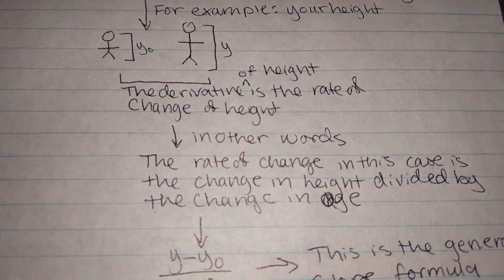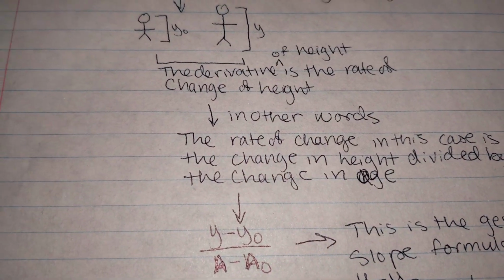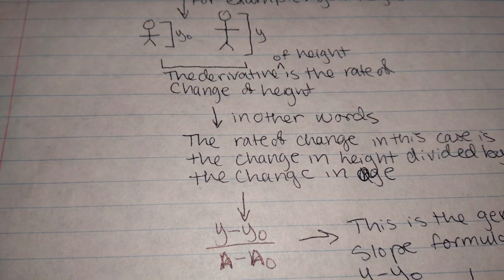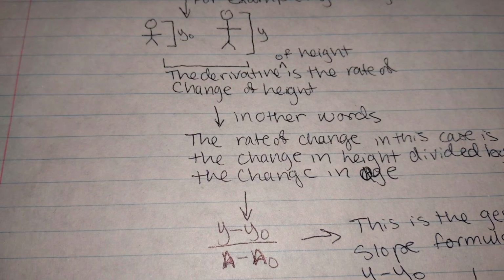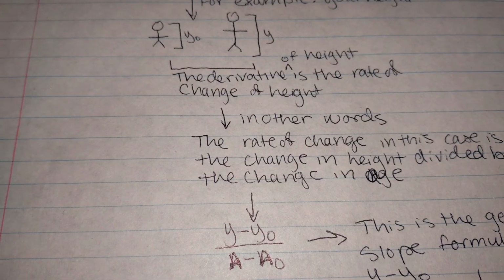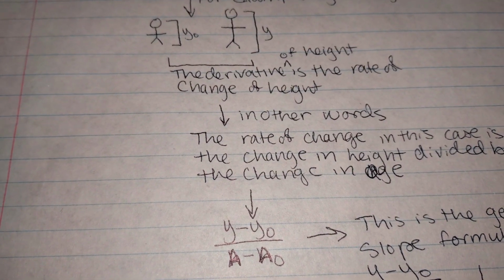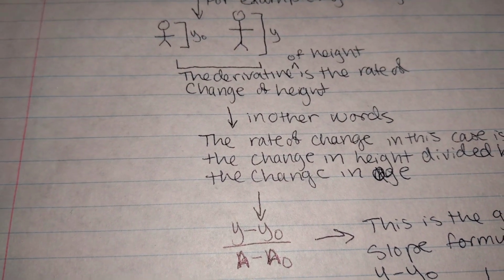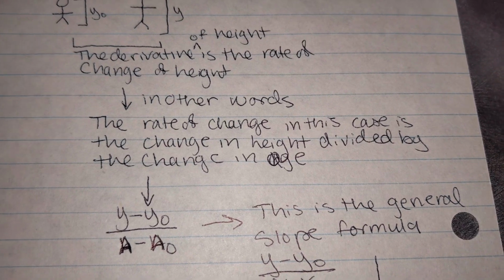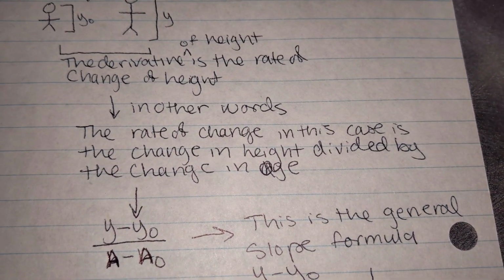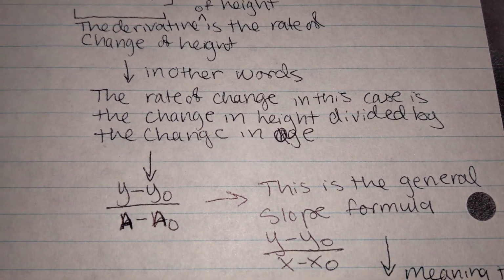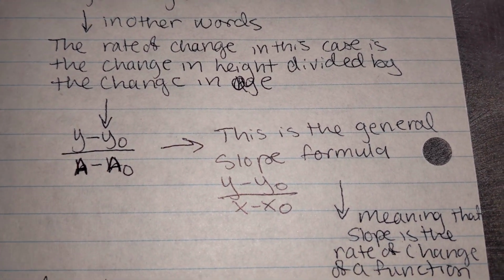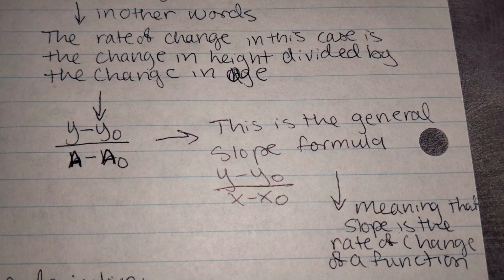So the equation would be y minus y naught, naught is a fancy way of saying initial again, divided by a minus a naught. A is age, so we're basically saying the change in height divided by the change in age in mathematical terms. Now, this is very similar to the general slope formula you see, y minus y naught over x minus x naught. This means that the slope is the rate of change of a function.